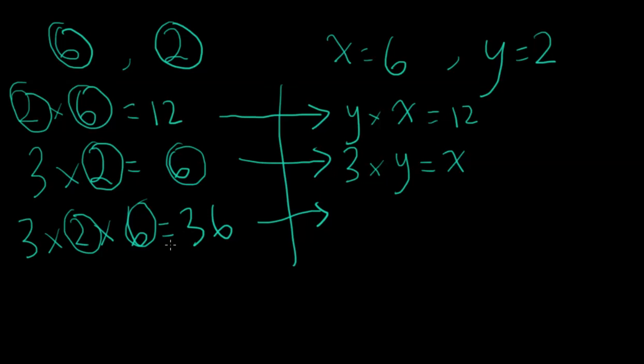Right, and in the last example, 3 multiplied by 2 multiplied by 6 is equals to 36. Okay, so replacing the numbers with letters or with algebra, we get 3 multiplied by Y multiplied by X, that gives you 36. Right, so basically that is the basics of algebra, right?